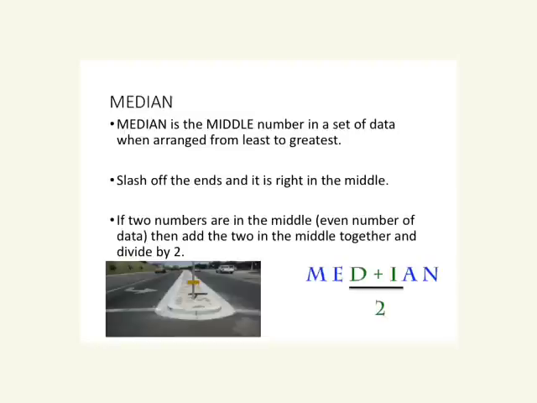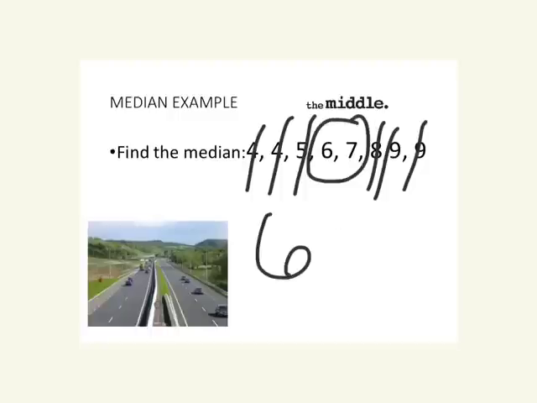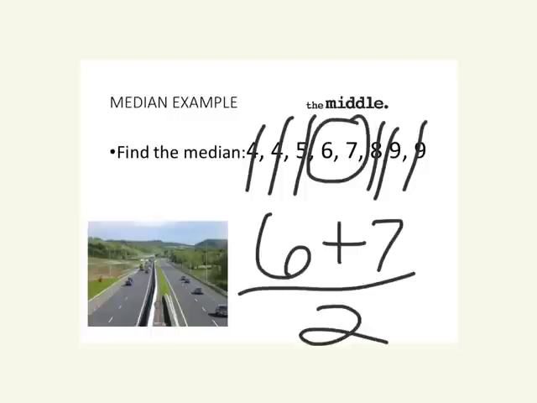Median, middle. If two numbers are in the middle, meaning you have an even number of data, then you add the two in the middle together and you divide by 2. And that gives you the median. Median is the middle number. Let's get into an example here. As you can see, I've already arranged these from least to greatest. So to find the median, I'm going to start slashing and work my way into the middle. Oop, there's 2 in the middle. When there's 2 in the middle, you add them and divide by 2. So my median would be 6.5.